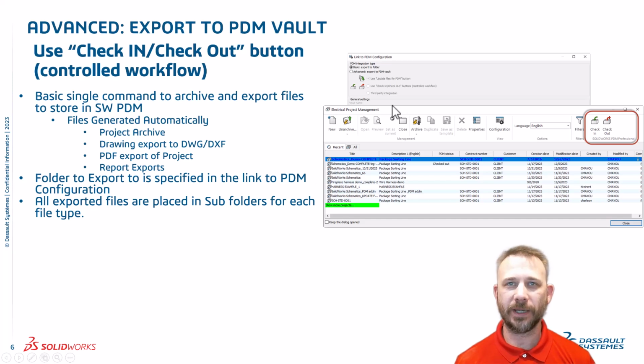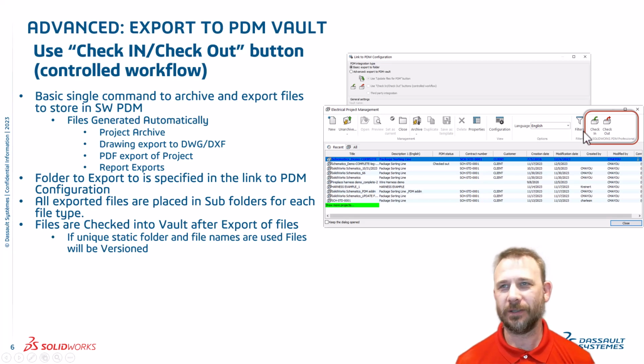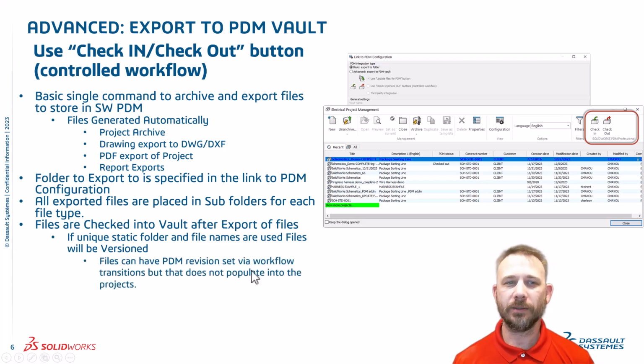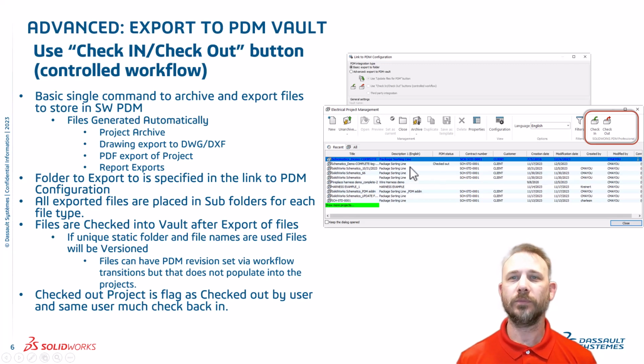Folder export is specified in the configuration. All exports are placed in subfolders again. Very similar. If you notice, like the legacy stuff, it's all basically the same output. It's just the buttons used to put it in and what happens when you click those buttons, right? Same thing, set via workflow for revisions, but does not populate the projects. Now this one, the checked out, does have a PDM status, right? So it does check it out, does say who checked it out.